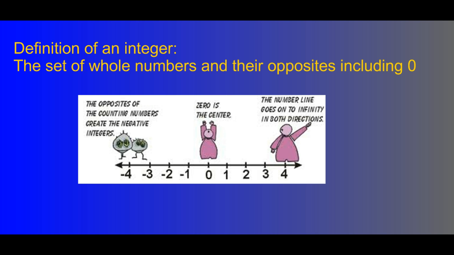So to begin with, let's start with the definition of an integer. An integer is a number that fits into a number set, and that set is composed of all the whole numbers and their opposites. In other words, you have a 3, you have a negative 3, and we include 0 in that list, even though 0 is the only number that does not have an opposite. But again, it's important to remember, integers only mean whole numbers, not fractions and decimals.